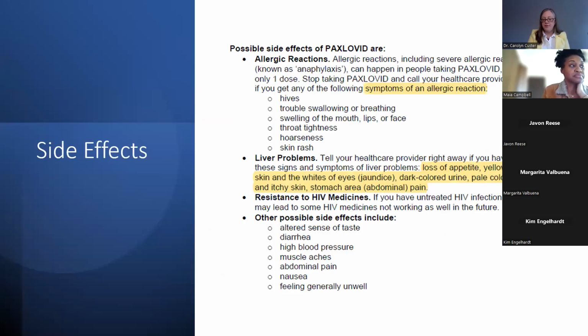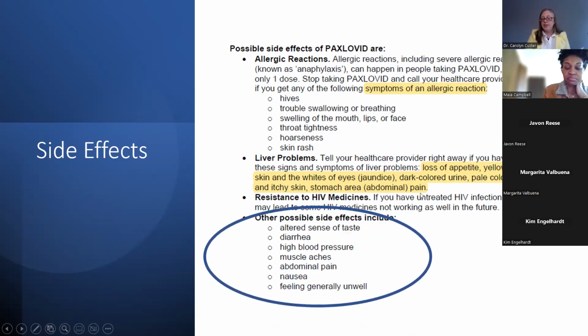All right, here's some side effects to look out for. The most important thing is liver damage. Please call us if you experience any of these symptoms: yellow skin, itching, dark colored urine. And here are some other side effects. I've circled them. They're the most common. You can expect these to happen and resolve within a few days.